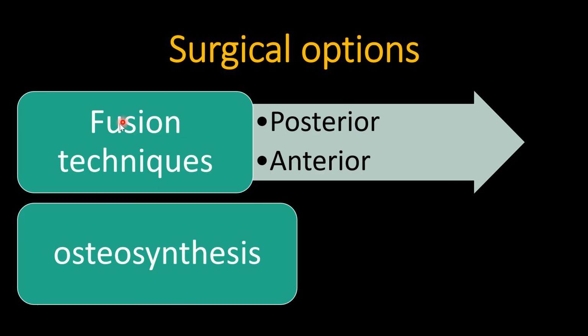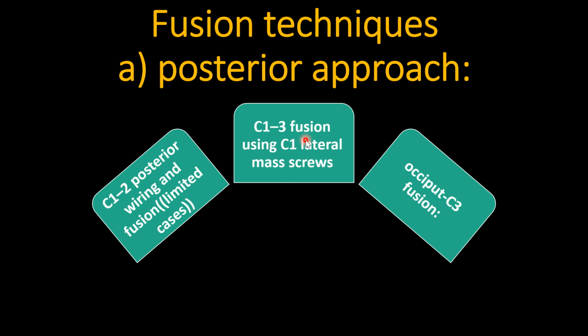Surgical options are fusion techniques or osteosynthesis, and the fusion techniques are either posterior or anterior. The posterior fusion techniques are C1-2 posterior wiring, which is of limited use because wiring is decreasing in use, and C1-3 fusion using lateral mass screws, also occiput to C3 fusion in fracture C1 and C2.